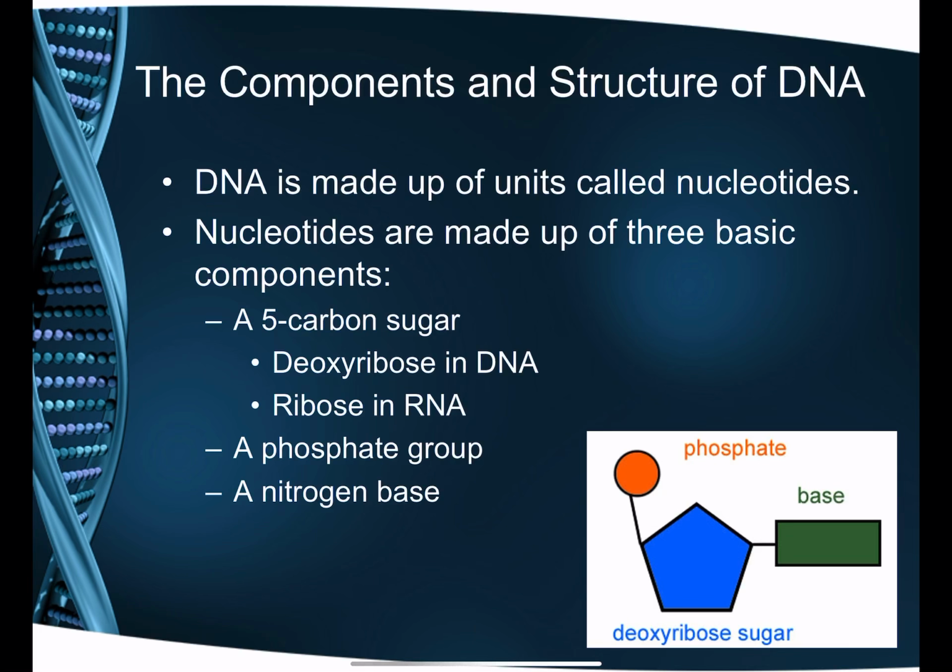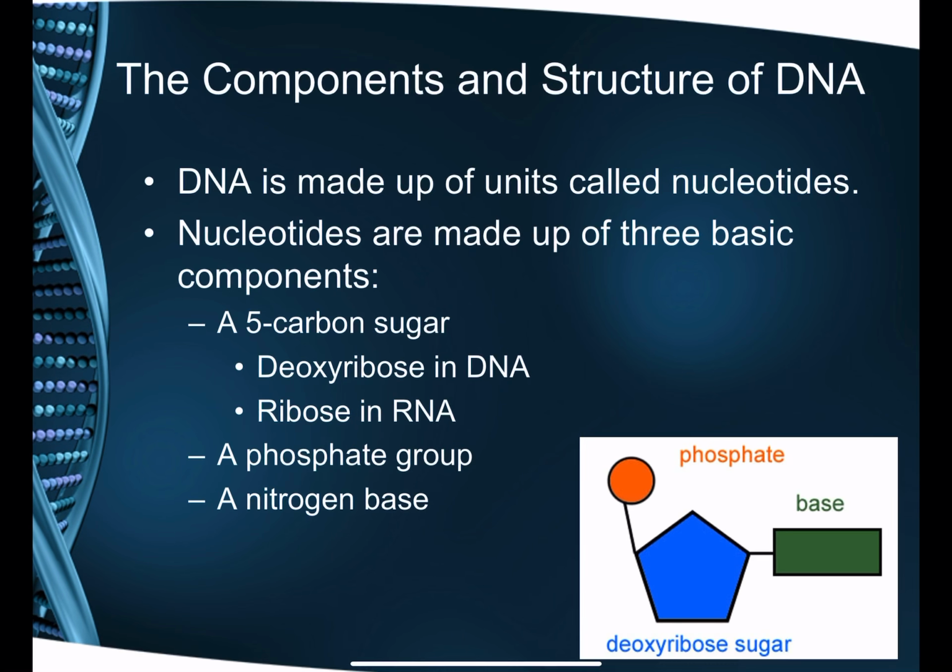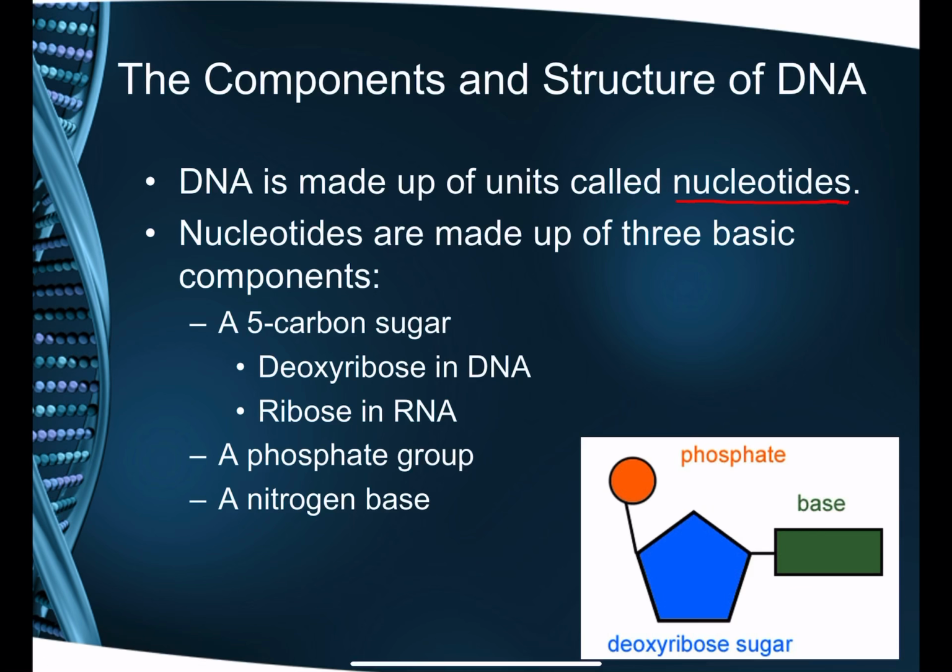We talked about before, DNA is made up of units called nucleotides. These nucleotides have 3 parts. You've got your 5-carbon sugar, that's drawn here. It's a pentagon because when you draw sugar, the points represent the carbon, and a pentagon has 5 points, so those each represent a carbon. In DNA, that sugar is deoxyribose. In RNA, that sugar is ribose.